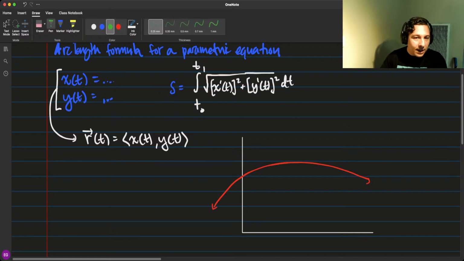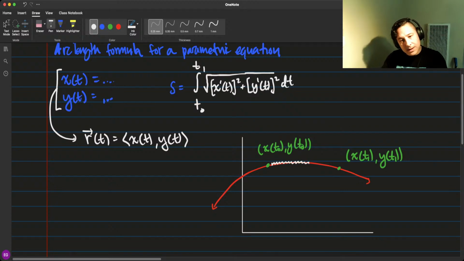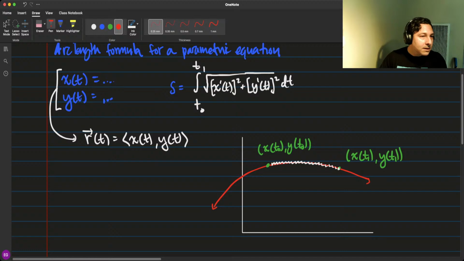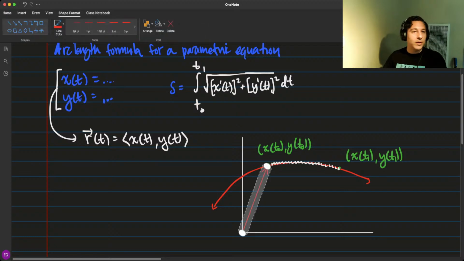This point right here is going to be x of t naught comma y of t naught. And this point over here is going to be x of t1 comma y of t1. And then the arc length between them is that little squiggly distance right here, which we're calling s up above. Now you can think of this as a vector valued function. You have a vector which goes to that point.